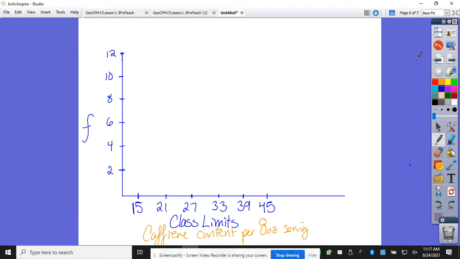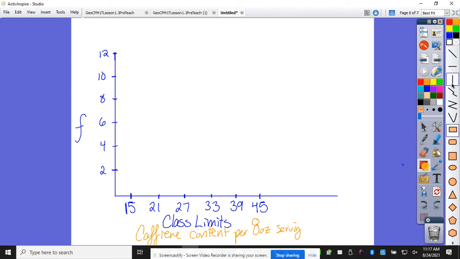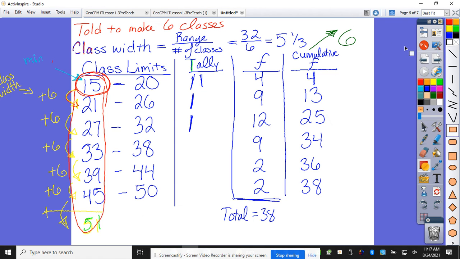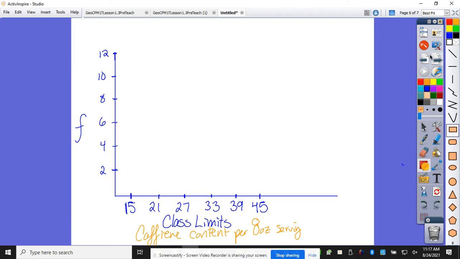All right, so our first bar starts at what number? 15. This is the one thing that's kind of a little behind the scene type thing. This is a continuous number line here. So it goes and it stops. The next bar starts at what? 21. So this bar that starts at 15 goes until the next bar starts.